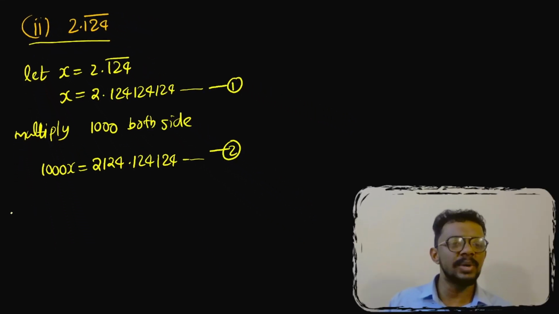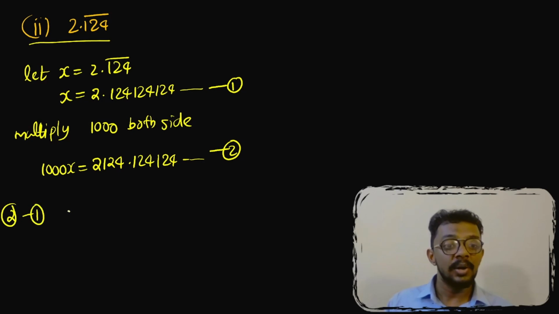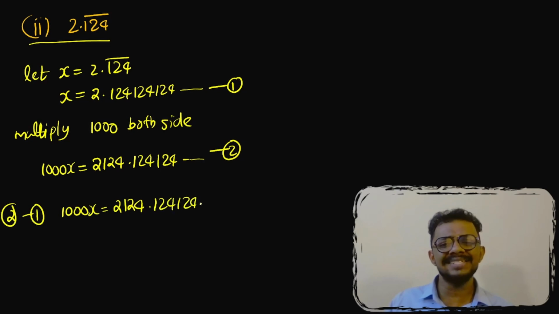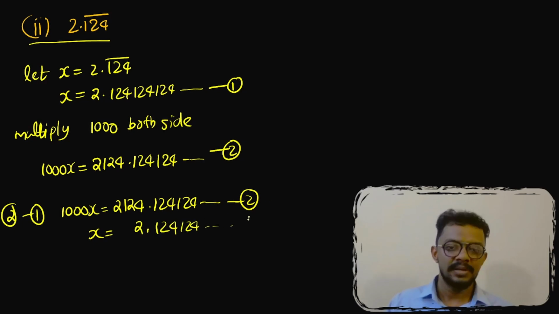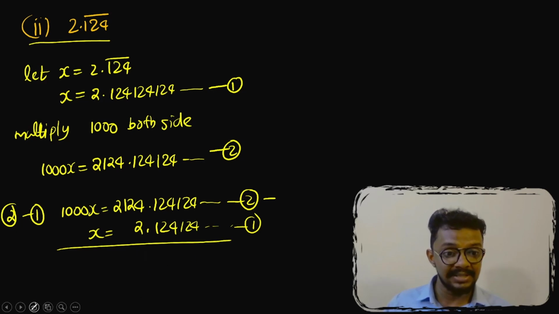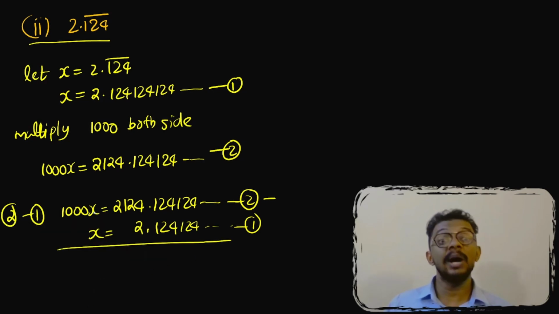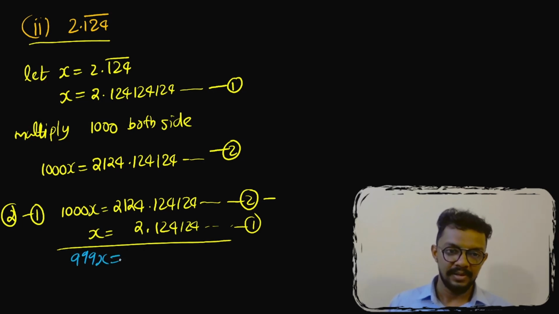I will subtract them. What is equation 2 minus equation 1? Equation 2 says 1000x is equal to 2124.124124, etc. Equation 1 says x is equal to 2.124124, etc. Okay, subtract both of them. What will I get? 1000x minus x is equal to 999x.